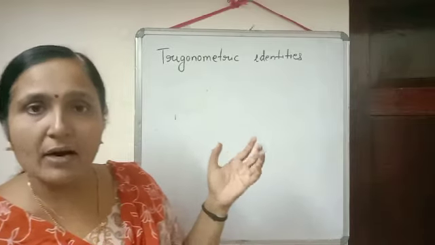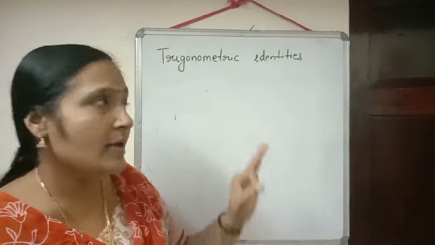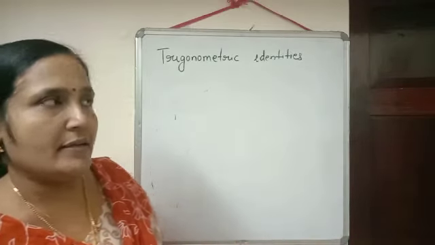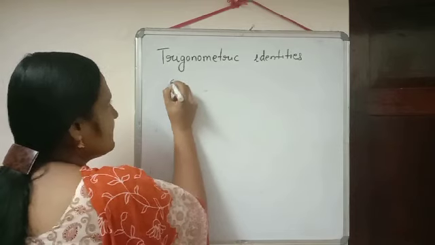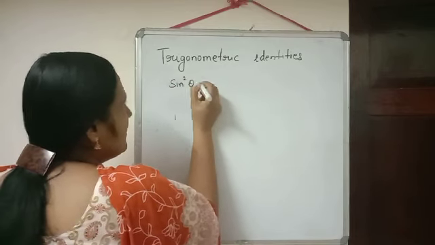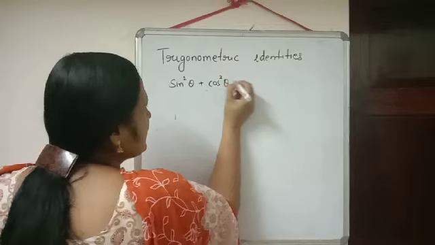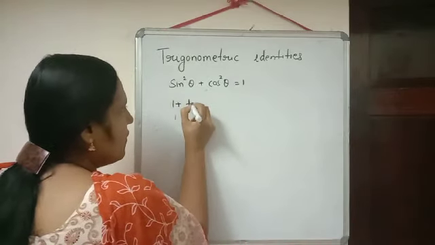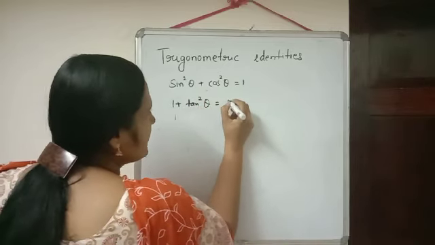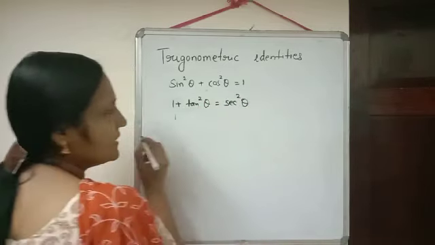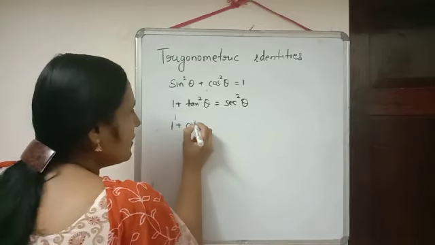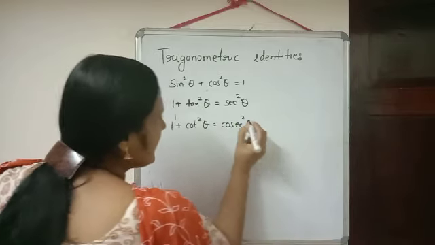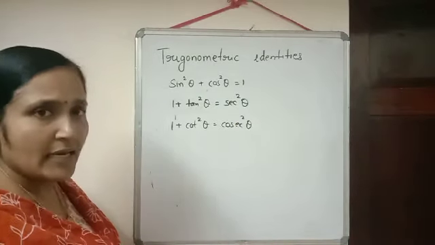First I will write down the three identities, and we will check how to prove them. The first identity is sin square theta plus cos square theta is equal to 1. The second identity is 1 plus tan square theta is equal to sec square theta. And the third one is 1 plus cot square theta is equal to cosec square theta. These are the three identities which we have to study this year.